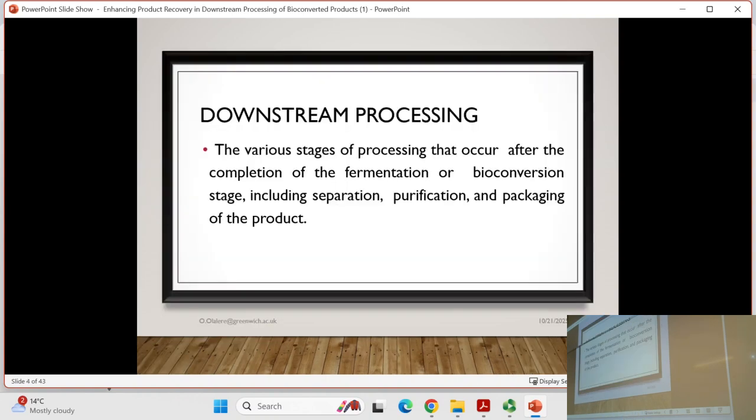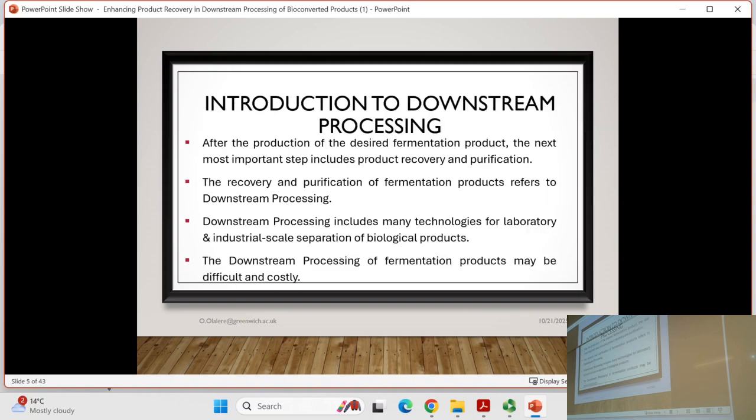So let's look at downstream processing. We will dwell much on this. The various stages of processing that occur after the completion of the fermentation process or bioconversion stage include the separation process, purification, and packaging of the products. So you need to add that one to this, right? Getting tired. So now, introduction to downstream processing. After the production of the desired fermentation product, the next most important step includes product recovery and purification.